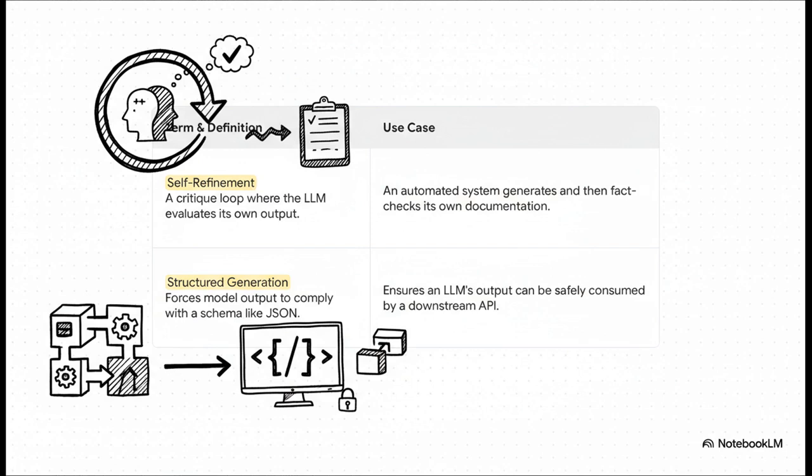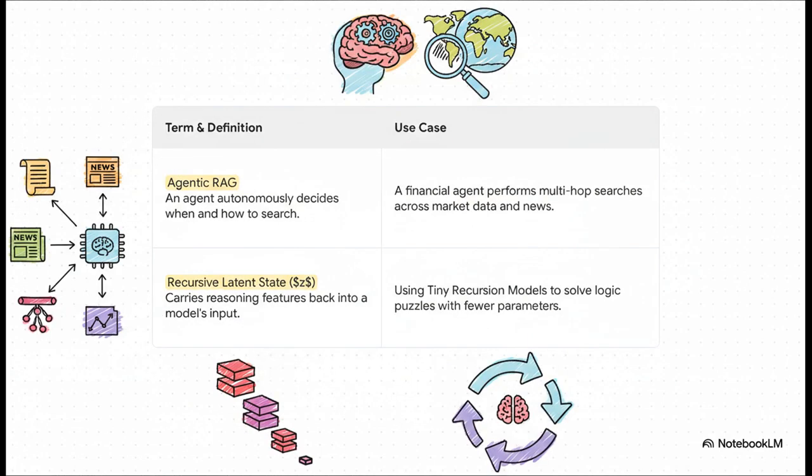The second one, structured generation, is absolutely essential for any production environment. You're forcing the model's output to fit a strict schema, like JSON. This means you can plug its output directly into another API without ever worrying about parsing errors. It just works. Okay, now we're getting into the really cool stuff.